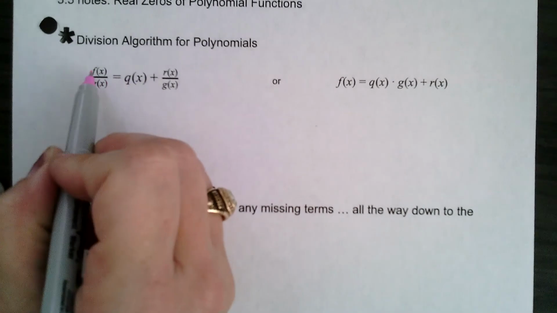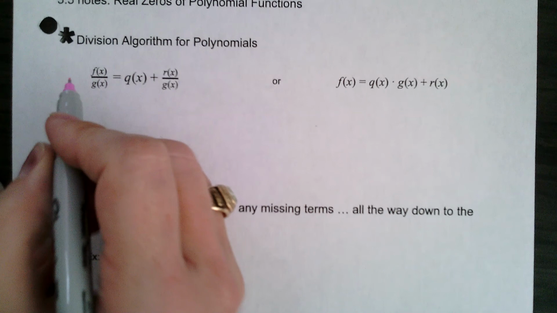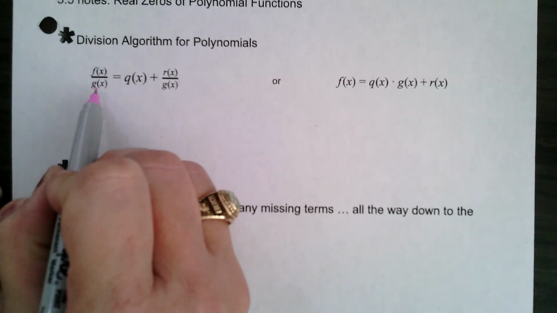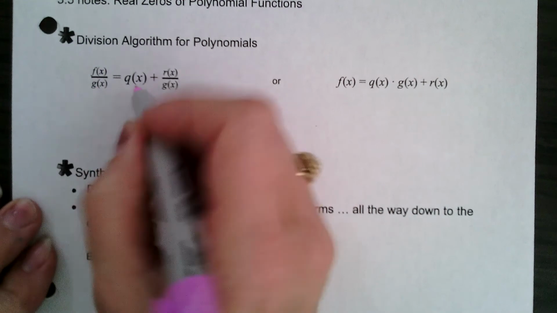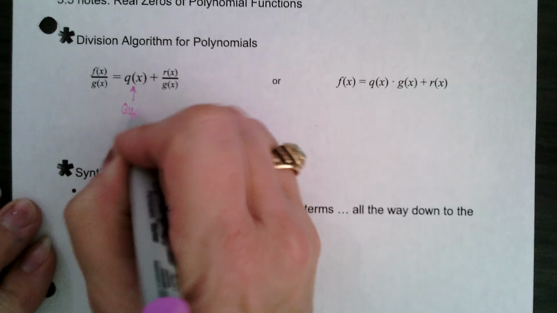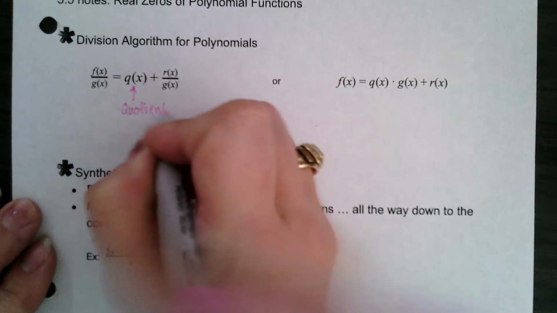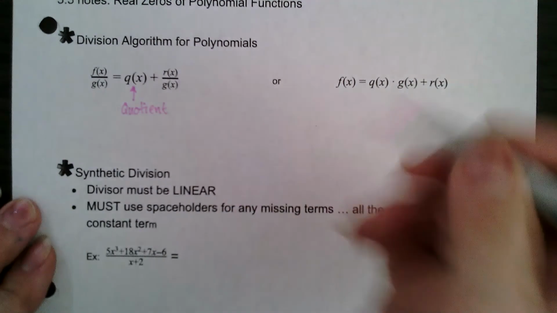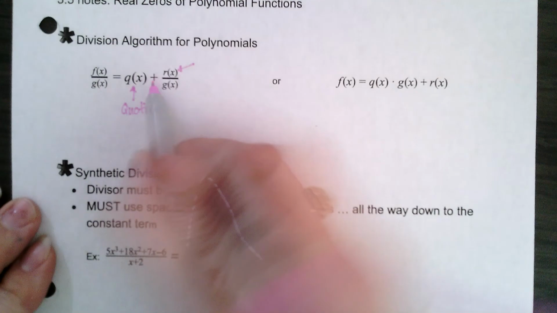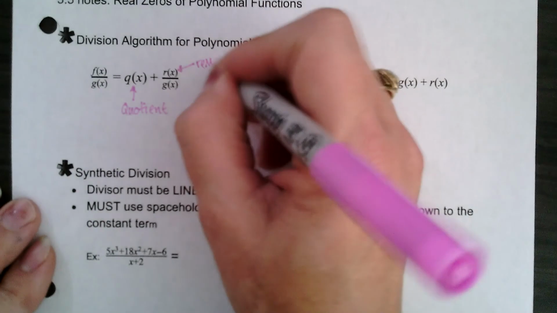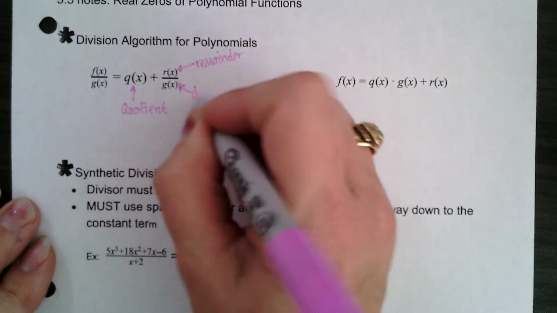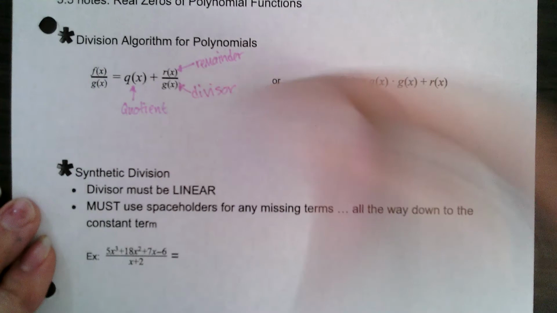So the numerator is going to be the dividend. The denominator is going to be the divisor. And when we do our division problem, we're going to end up with a quotient, which is the top row when you do division, long division. Then we're going to add the remainder that we get from long division over the divisor.